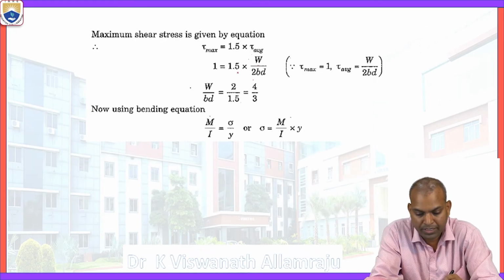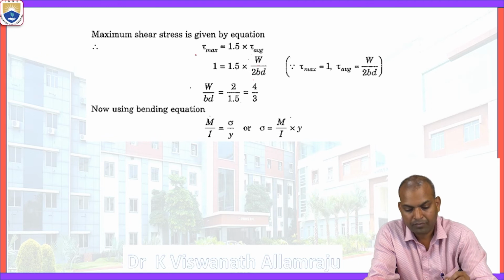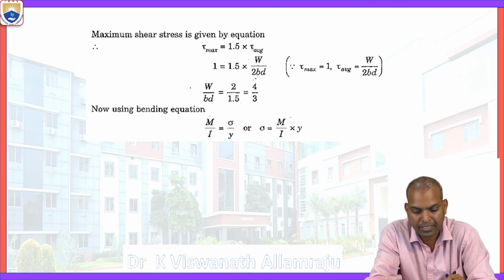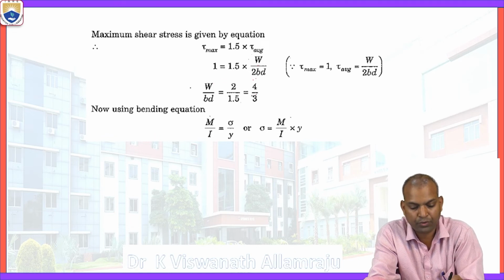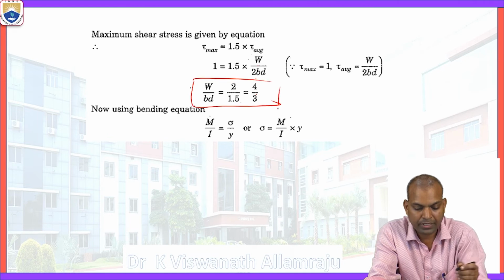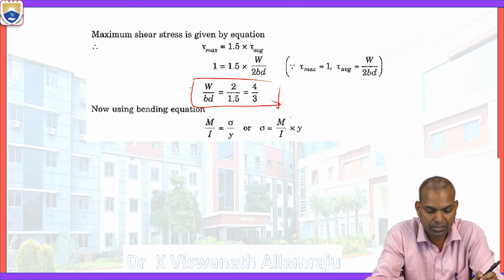So from W by 2BD, after simplification, W by BD becomes 4 by 3. W by BD equal to 4 upon 3. That is 1.33.